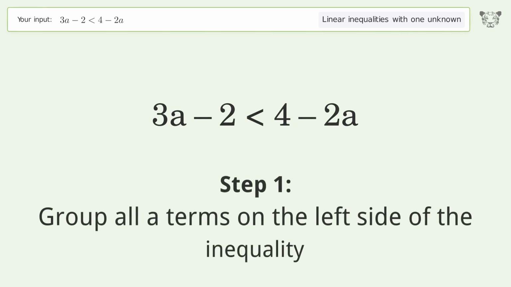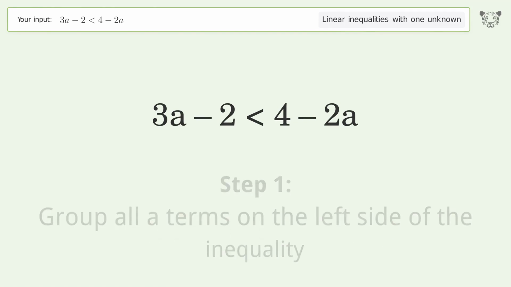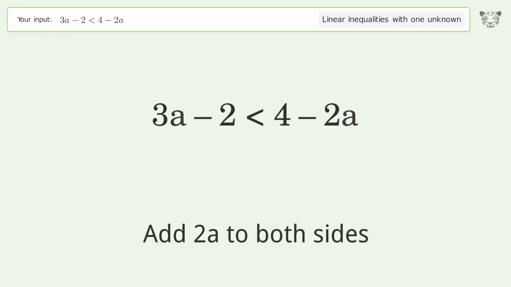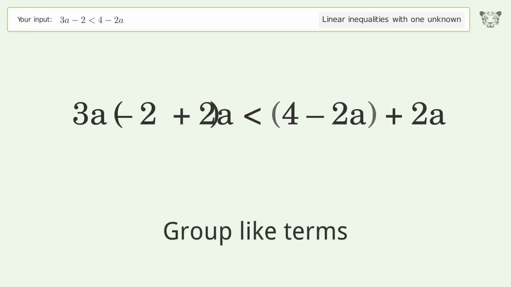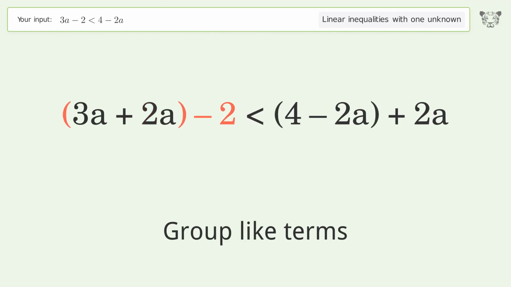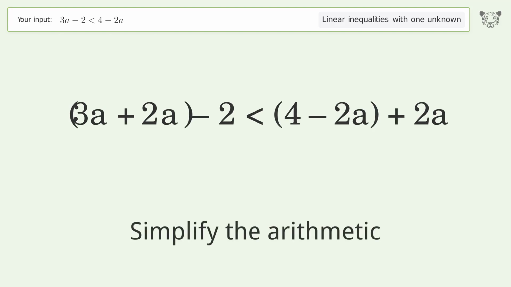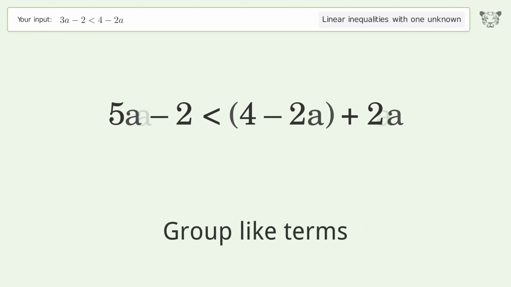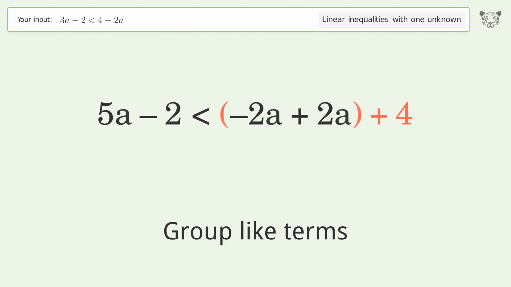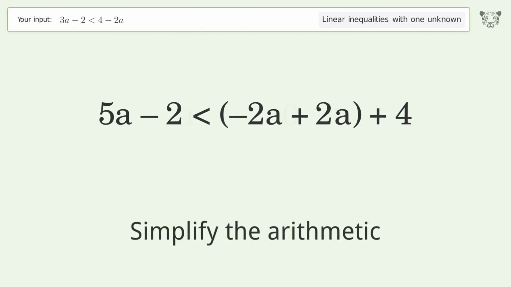Group all a terms on the left side of the inequality. Add 2a to both sides. Group like terms. Simplify the arithmetic. Group like terms. Simplify the arithmetic.